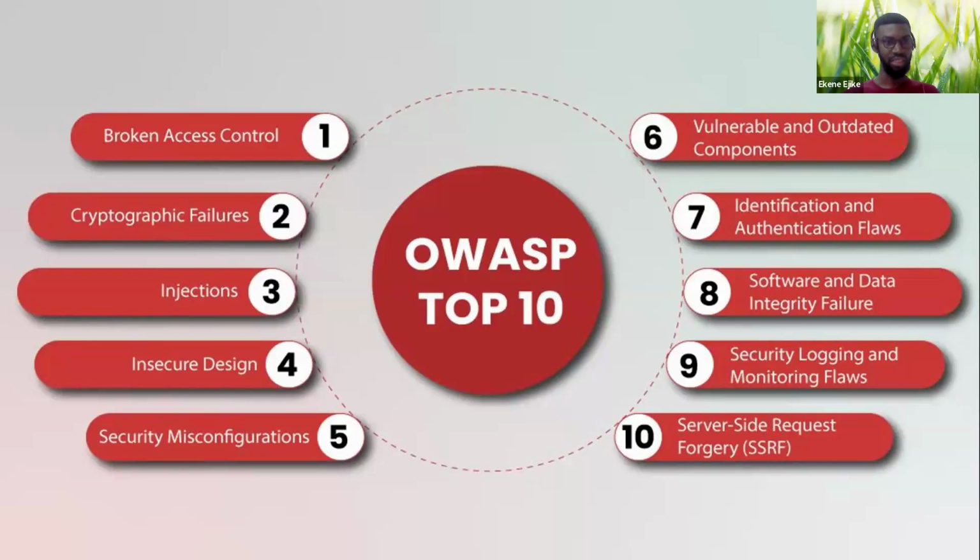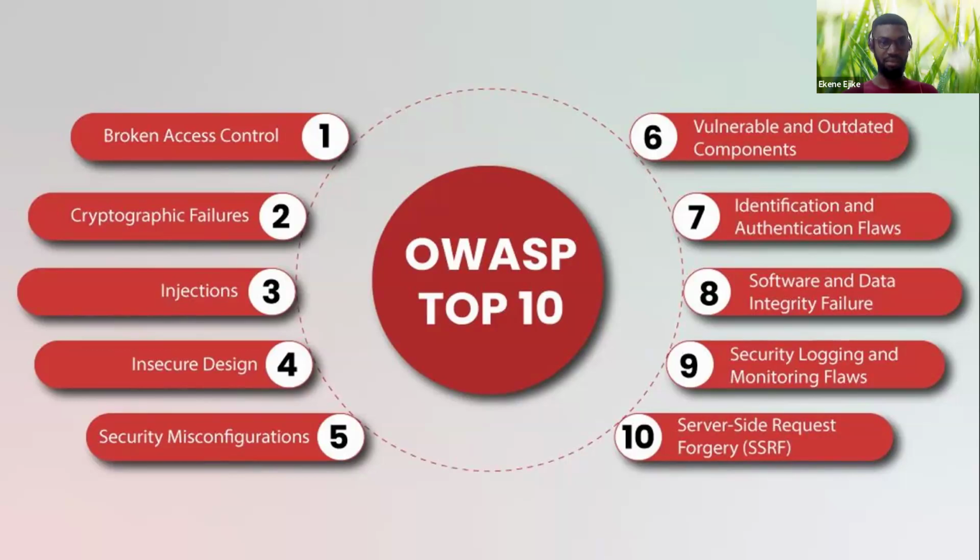And of all these vulnerabilities from left to right: broken access control, cryptographic failures, injections, insecure design, security misconfigurations, vulnerable and outdated components, identification and authentication flaws, software and data integrity failures, security logging and monitoring flaws, and server-side request forgery. I'll just briefly touch on 3 of these, which I believe I have seen more often during vulnerability assessments and penetration testing. The first one I'll touch on is broken access control.